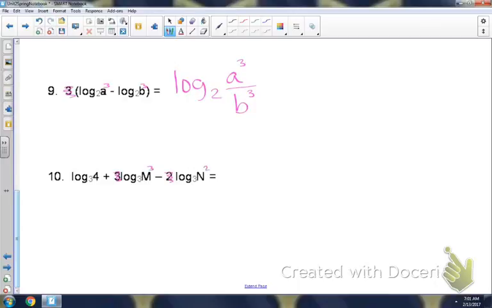All right, so we're adding log base 3 of 4 plus log base 3 of m cubed. We're adding those, so we're going to be multiplying them to condense. So 4m cubed. And then we're subtracting the log base 3 of n squared, so we're dividing by that n squared. So you should only have one log in your answer whenever you are condensing. Whenever you're expanding, you're having multiple logs.